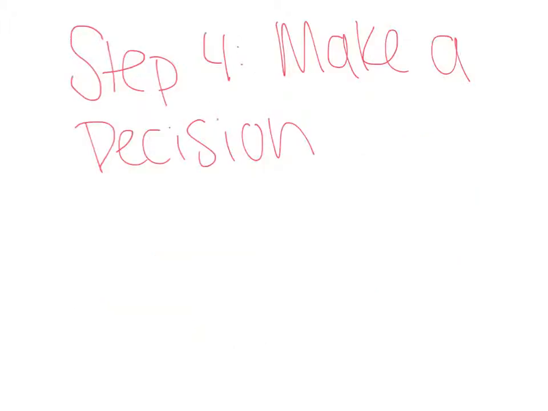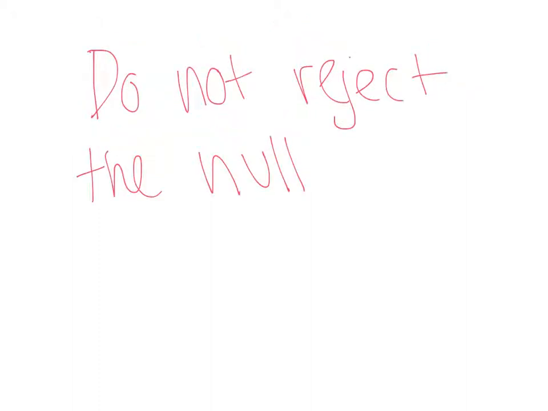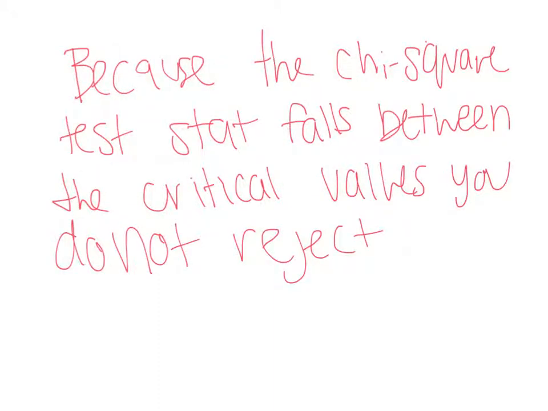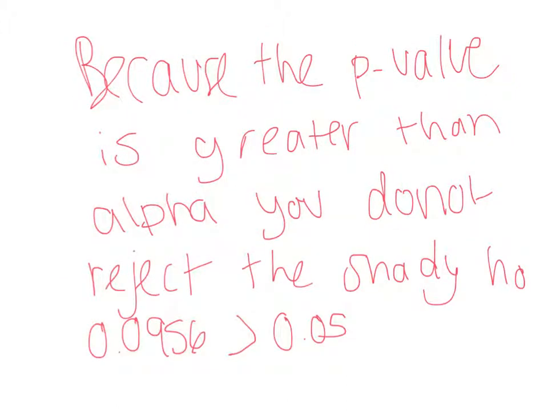So we are going to make the decision in Step 4 that you are not going to reject the null. We're not going to reject the null because the chi-squared test statistic falls between the critical values, so you do not reject. Also, because the p-value is greater than alpha, you don't reject the H0. So 0.0956 is greater than 0.05.